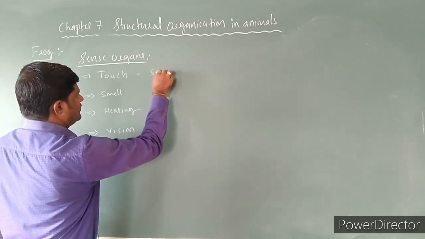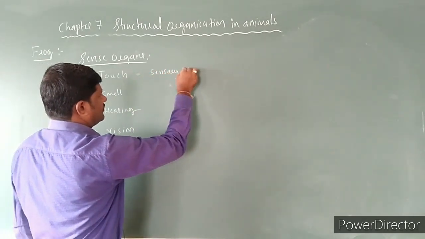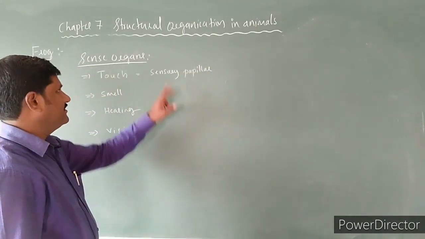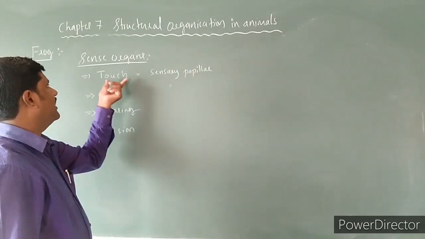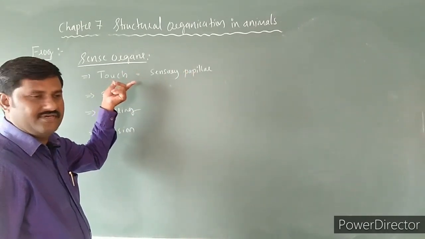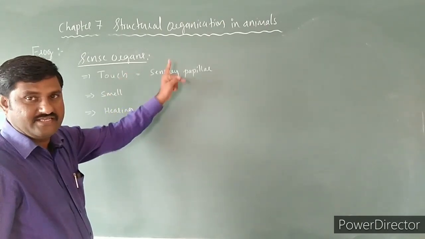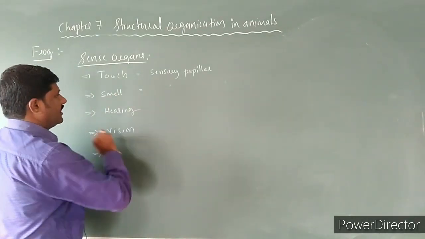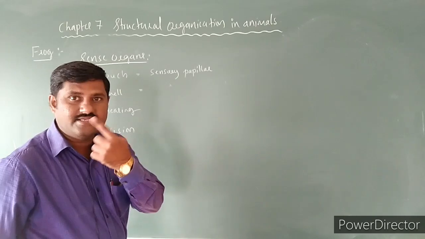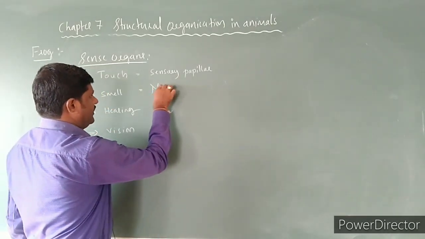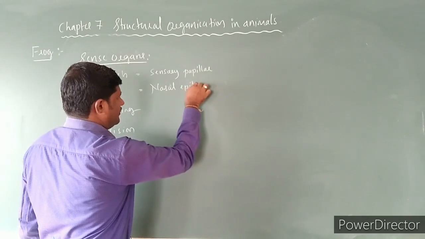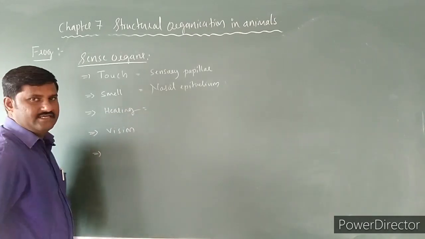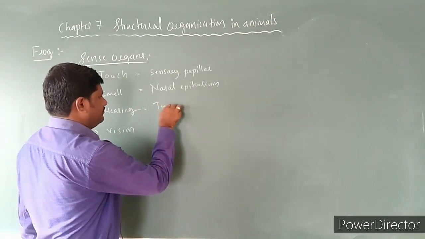Touch: these are sensory papillae. What are those called? Sensory papillae are the structures which can sense touch, right? Match the following type of questions usually arise over here. Smell: the organ of smell is the nasal epithelium, right? And the organ of hearing, right? That is the tympanum.